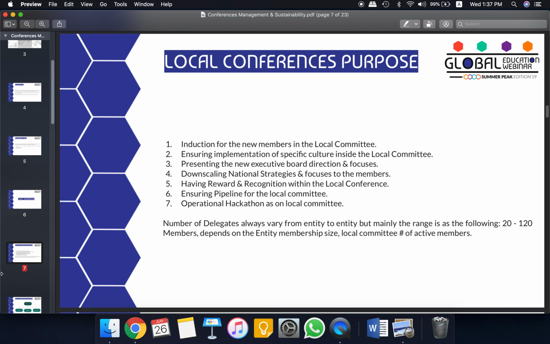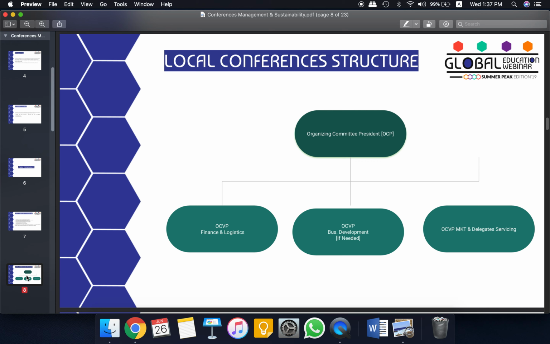The structure of a local conference could be as follows: an OCP, organizing committee president, and someone who is holding finance and logistics. Another one is holding BD, business development, mainly in case we need to raise any partners. It depends from one entity to another.